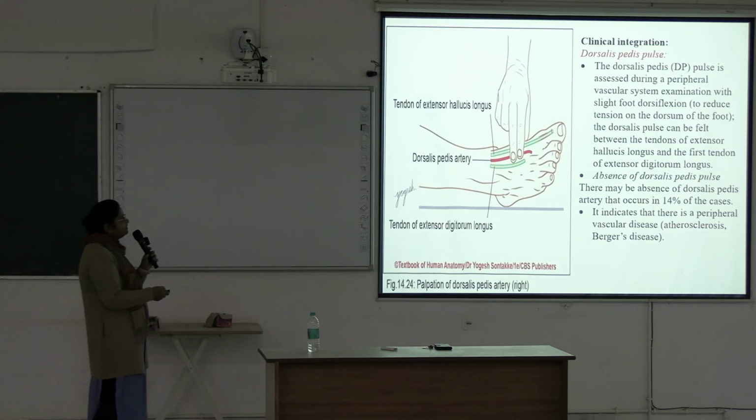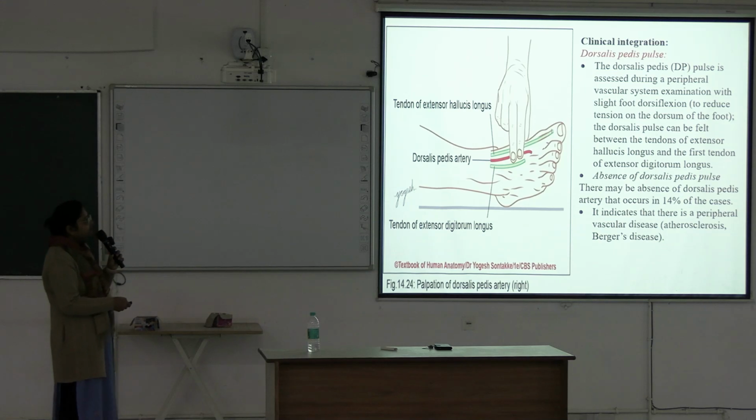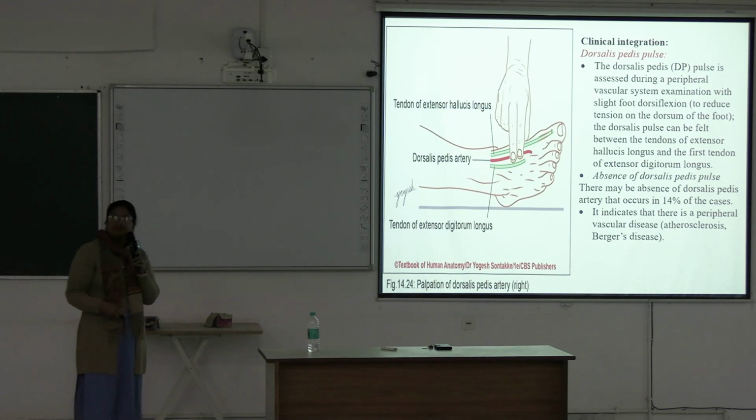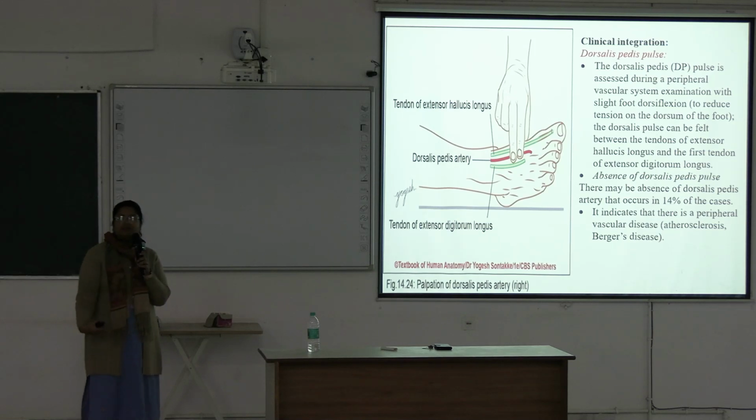Dorsalis pedis artery: this is where you will feel it. Absence of dorsalis pedis artery occurs in 14% of cases, and in peripheral vascular disease or Buerger's disease it is also absent. So for peripheral pulses you have to feel the dorsalis pedis. If it is absent, then palpate for the popliteal artery pulse. If that is again absent, then you have to palpate for the femoral arterial pulse.